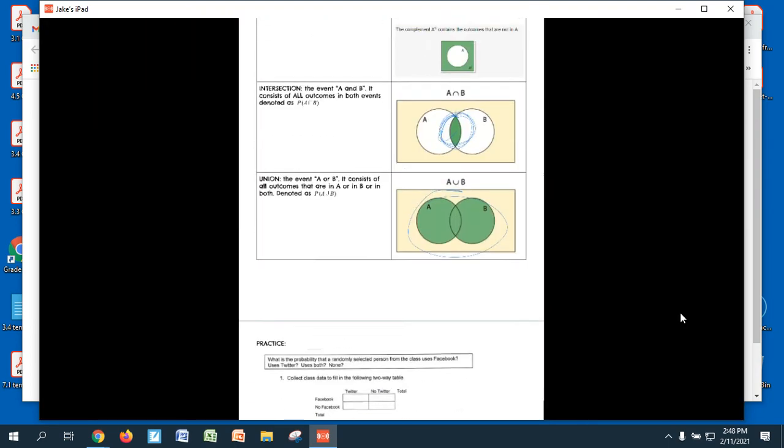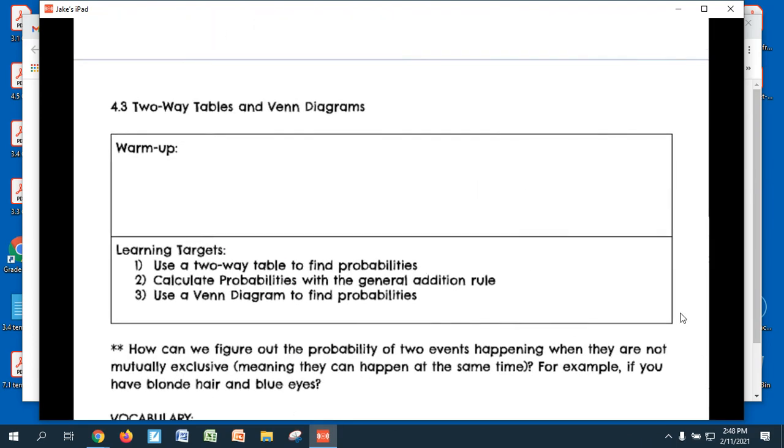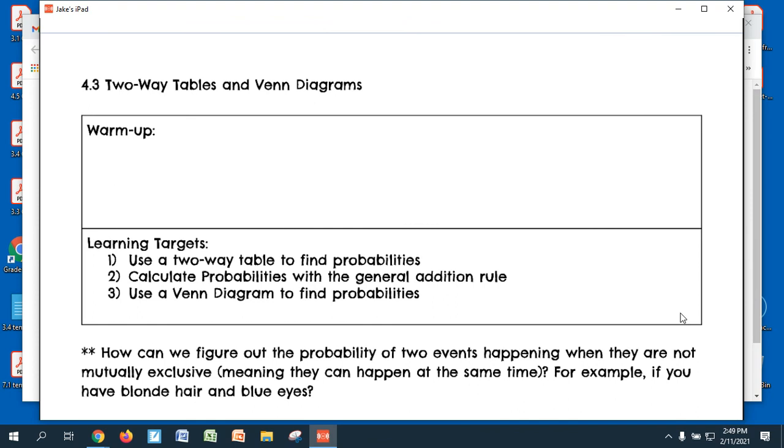All right. So that's actually it for the lesson. When we go through examples, we will go over actually trying to figure out two-way tables.